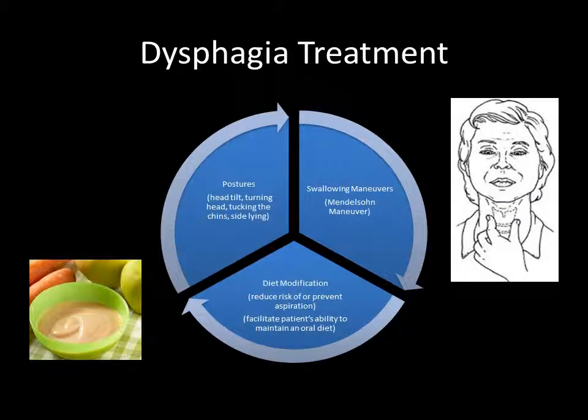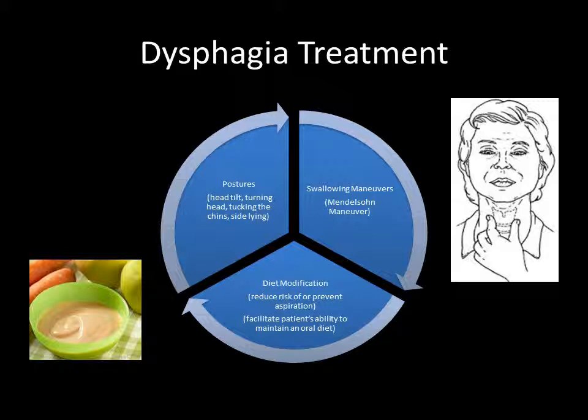So after dysphagia has been diagnosed, then you want to work on treatment. So you need to develop a treatment plan. And so then you're going to determine what is the best way for one to swallow. So do they need to change the posture? Do they need to have diet modifications? Do they need to try a different swallowing maneuver?